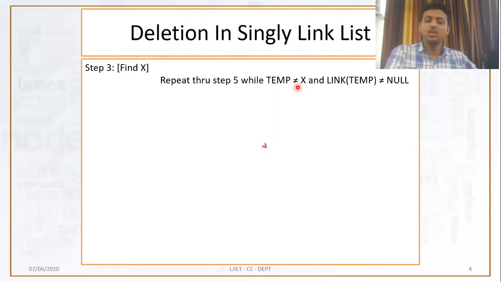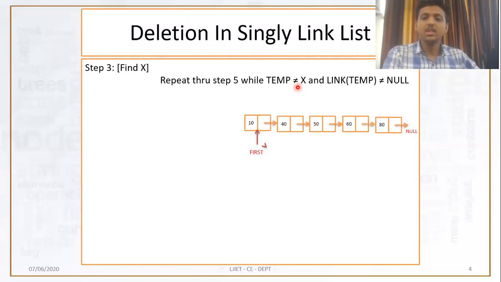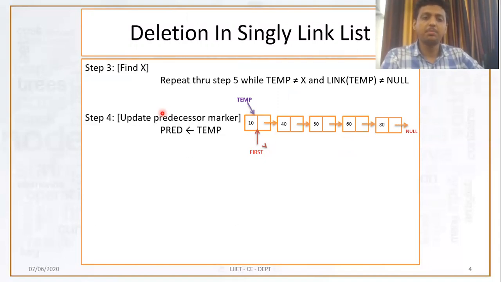Okay. So after this, I'm initializing my temp over the first. Sir, there is no x over here. Just wait a minute, I know I did not show x over here. You will understand why in a few minutes. So first I'm taking another pointer, a predecessor pointer or predecessor marker. First temp pointer needs to be initialized over the first, and then I need to initialize pred over temp. Sir, what is pred?